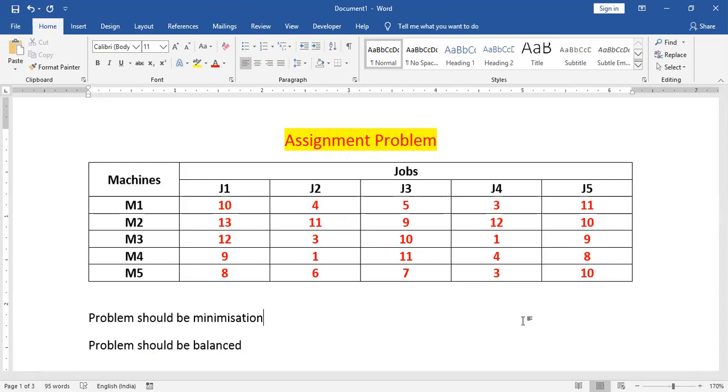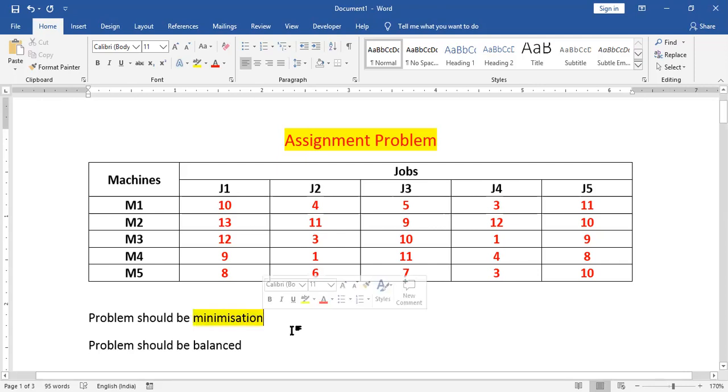If we're talking about the case of expenses, the case of cost, it's all about minimization. If we're talking about the case related to sales, income, or profit, that will be a maximization problem. But our main concern is that our problem must be a minimization problem, and we have a minimization problem.